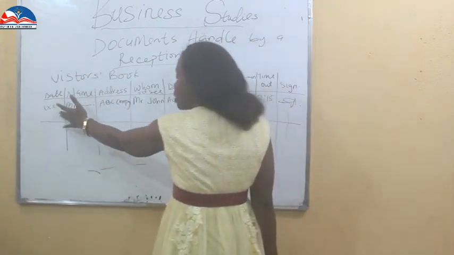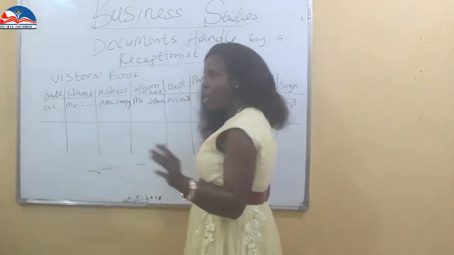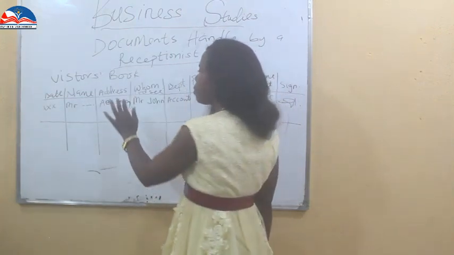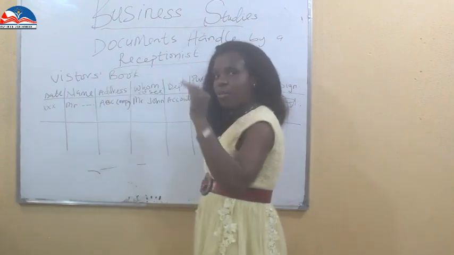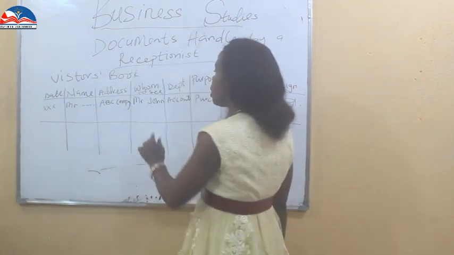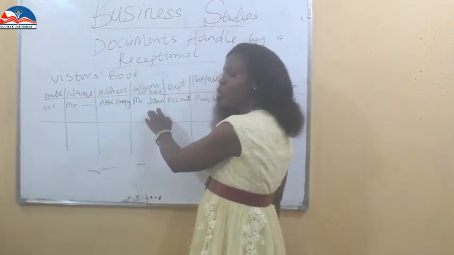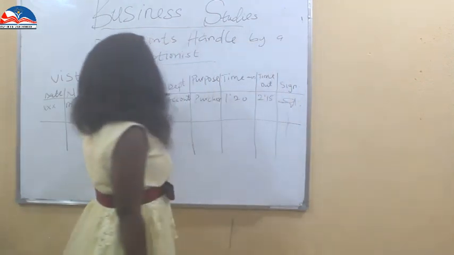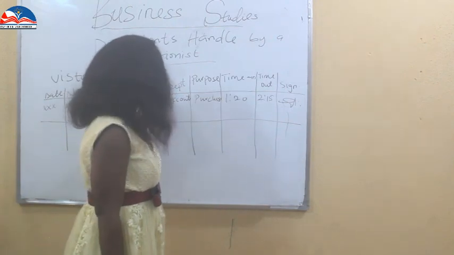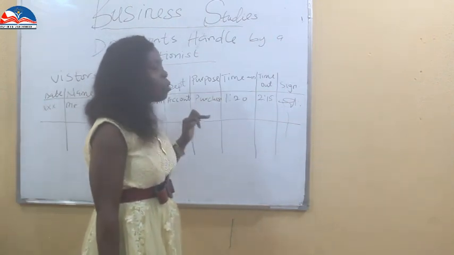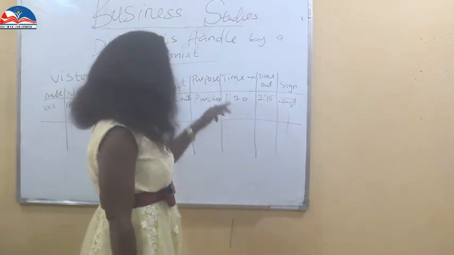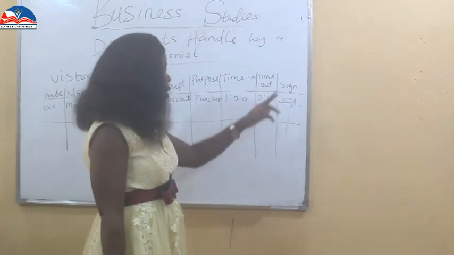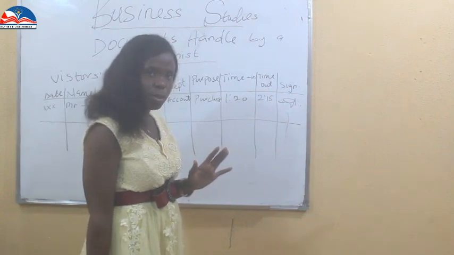You have the date the individual visited the company, the name of the person that has visited, the address of the individual who has visited the company, whom to see, who the visitor is going to see in the company, the department the individual belongs to, the purpose for which the person came in, the time the person came in, the time the person went out, and the signature of this individual.